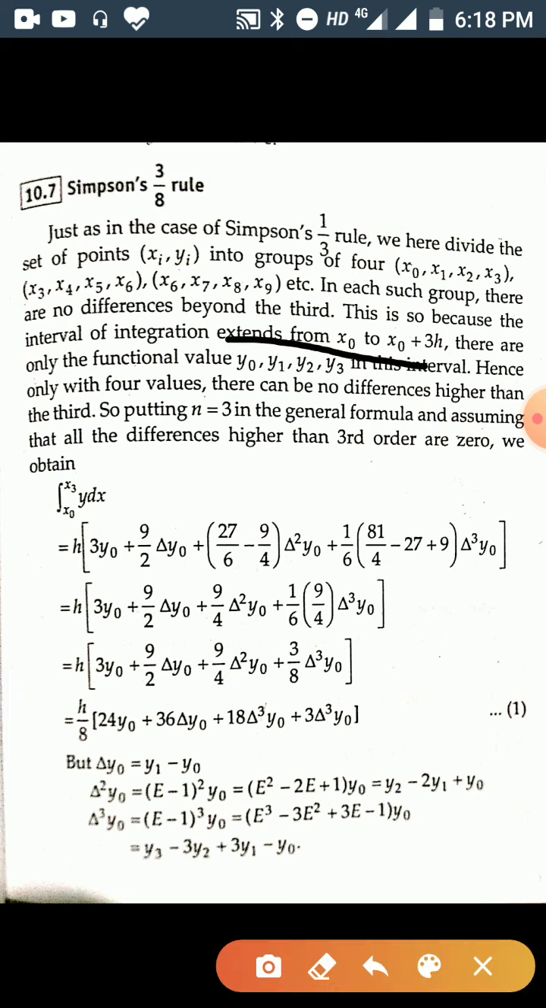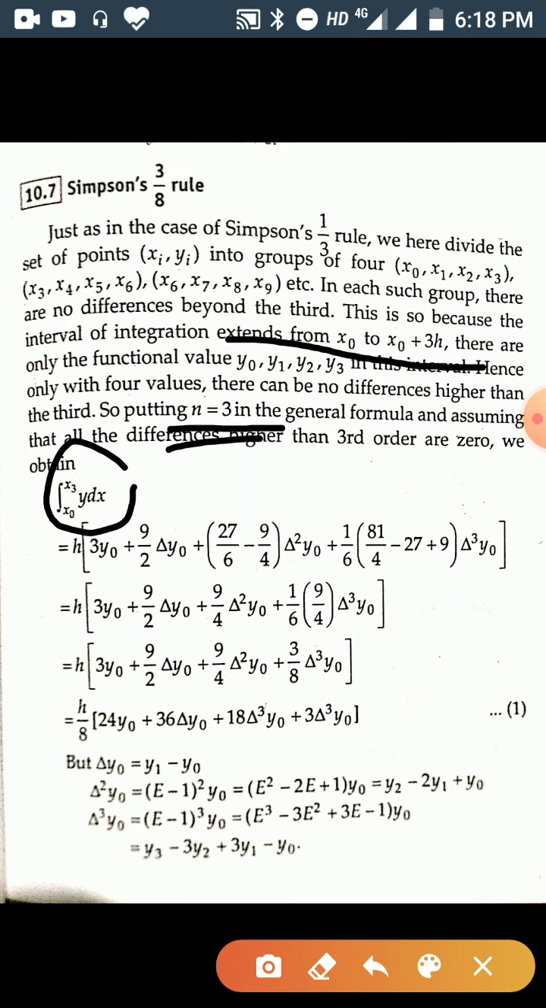So here we will get the integration from x0 to x0 plus 3h. There are only 4 functional values y0, y1, y2, y3 in this interval, hence with these 4 values there can be no differences higher than the third. So putting n equal to 3 in the general formula for quadrature, the differences higher than third order are 0. So we can obtain the integral from x0 to x3 of y dx is h[3 y0 plus 9 by 2 delta y0 plus] and so on.